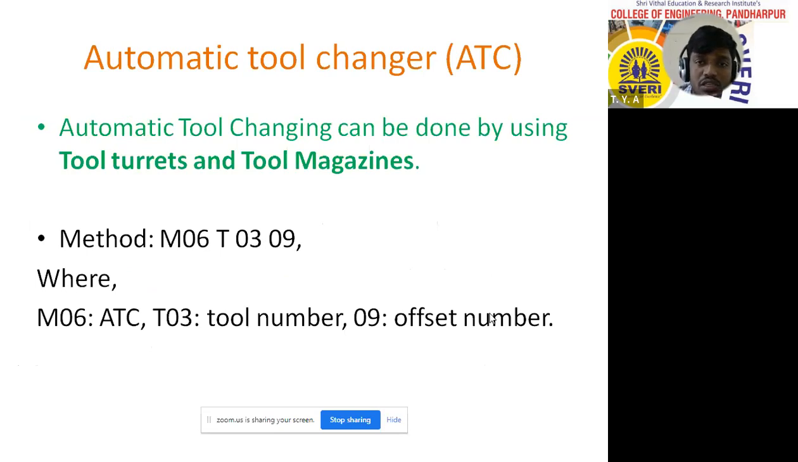So automatic tool changing can be done by using the tool turret and tool magazine only. ह्याला automatic tool change करायला तुम्ही कुठं करू शकता, एक टूल मॅगझिन मध्ये घेऊ शकता किंवा टूल टरेट.